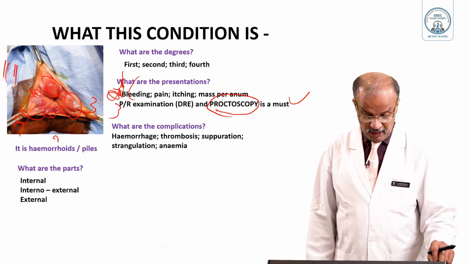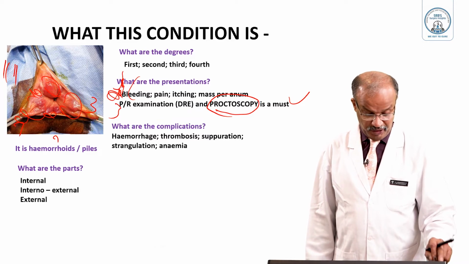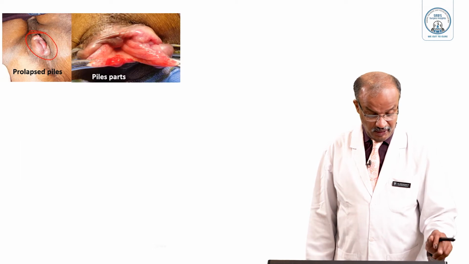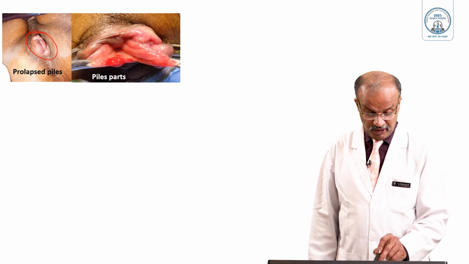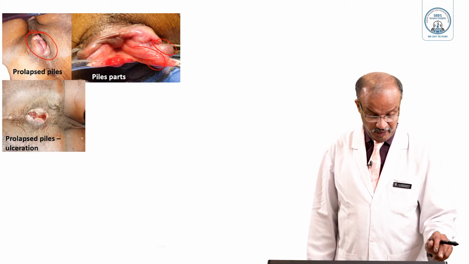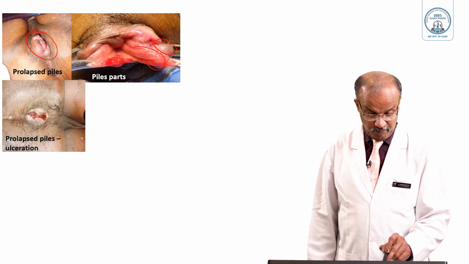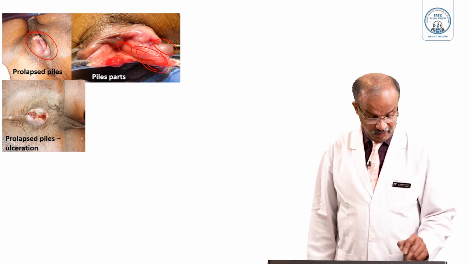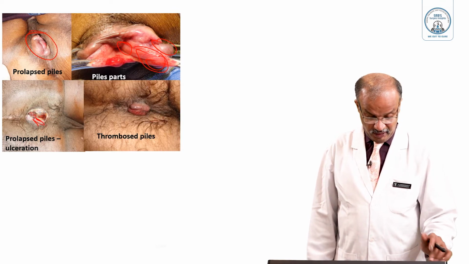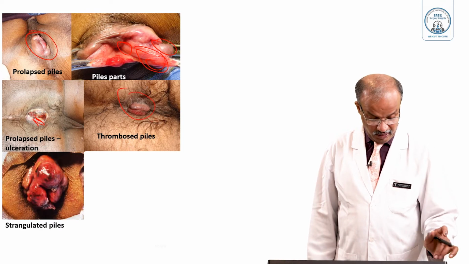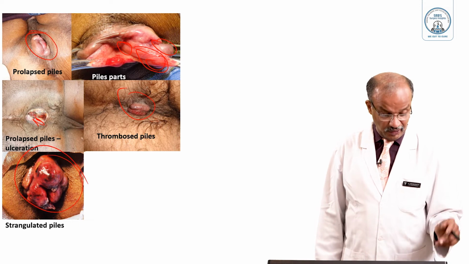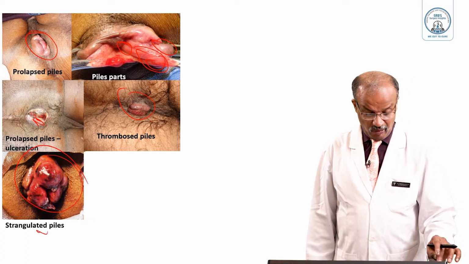What are the complications? Hemorrhage, thrombosis, suppuration, strangulation, anemia. This is the prolapsed piles, see that outside. These are the piles parts: internal piles, external component, and the pedicle, a pile mass. Prolapsed piles with ulceration here. Thrombosed piles, it's thrombosed here. Strangulated piles, because the color is almost gangrenous. So the different complications.